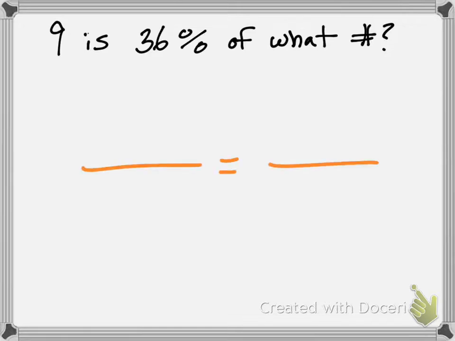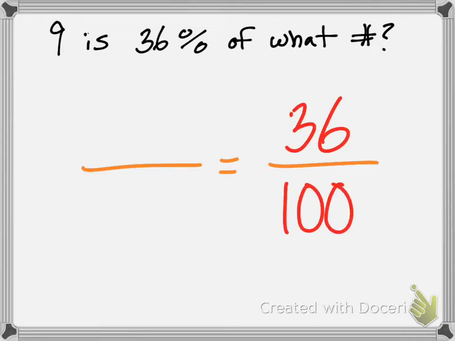I would like Amelia to set this up for me using our is over of equals percent over 100 method. Okay, so, 36% over 100, and then, which number is the is? 9. Yep. And then what number is our of? Do we have it? Show me on your fingers. It's X.